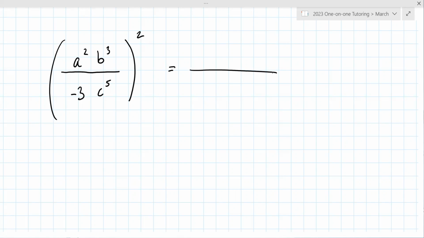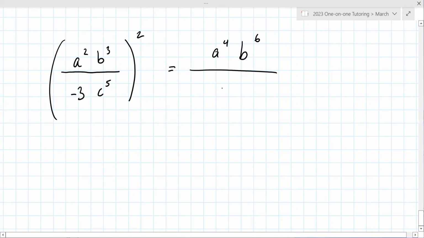Okay, so it would be a to the 4th power, b to the 6th power, then -3 to the 2nd power, and then c to the 10th power. Yes, now very, very important here is, if you didn't write it the way I wrote it, which is in parentheses, you may not get the right result. So treat those negatives like they're in parentheses.